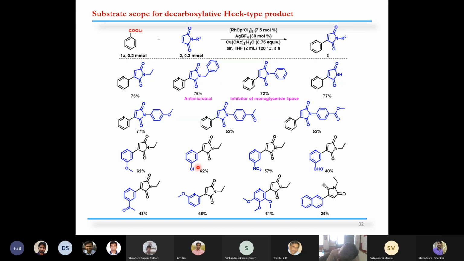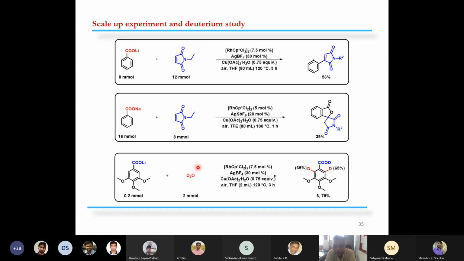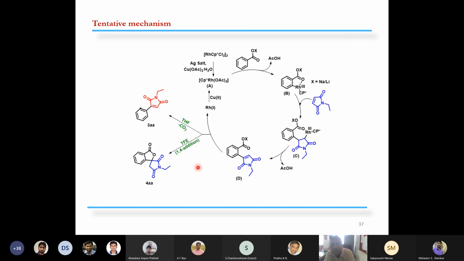Can you go to slide 35? This is not the one, probably the next one, where you are showing the mechanism. Yes, okay. See, here when you are discussing the mechanism, you discussed that in DMF it is undergoing the decarboxylation, and in the trifluoroethanol, right? Yes, sir.